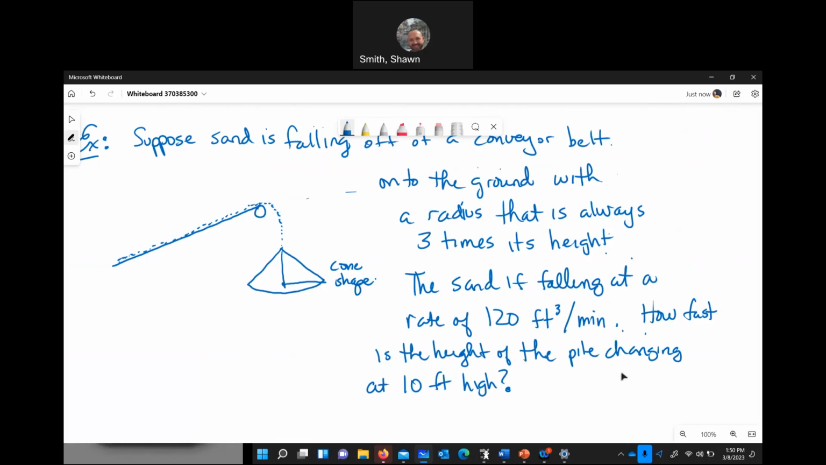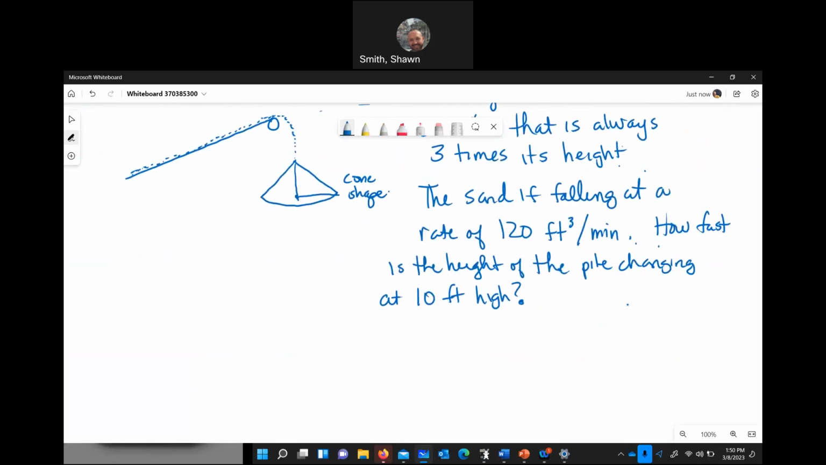All right, so what's given? We have the falling rate of volume, right? So we have a volume right here. The derivative of volume with respect to time is given to be 120 feet cubed per minute. What's unknown is the rate: how fast is the height changing? dh/dt.